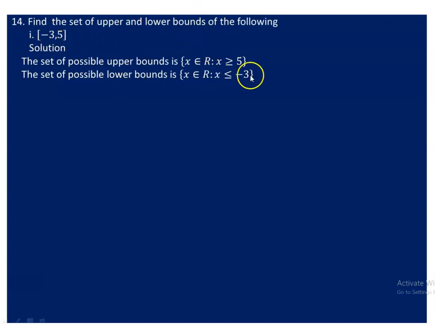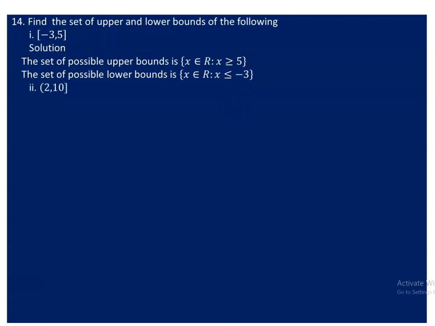What about if I take -3? Again, -3 can also be a lower bound because -3 is less than or equal to every entry within this interval. So whatever number you may take, as long as it is less than or equal to -3, it can be considered as a lower bound. So the possible sets are as you see here.